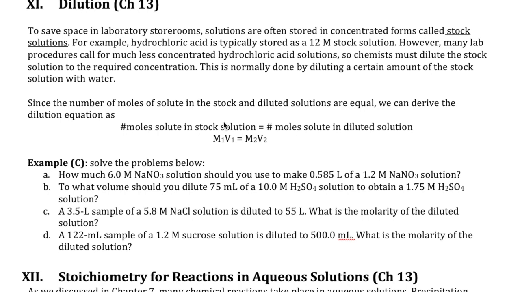Now, because the number of moles of solute in the stock solution and the diluted solution are equal, we can write the following equation, which is just the number of moles of solute is equal in both solutions. Remember that molarity is equal to number of moles over volume. So the number of moles would then be equal to the molarity times the volume. So what we end up deriving is this equation that's used to calculate dilution situations: M1V1, where the 1's correspond to the stock solution, equals M2V2, where the 2's correspond to the diluted solution.